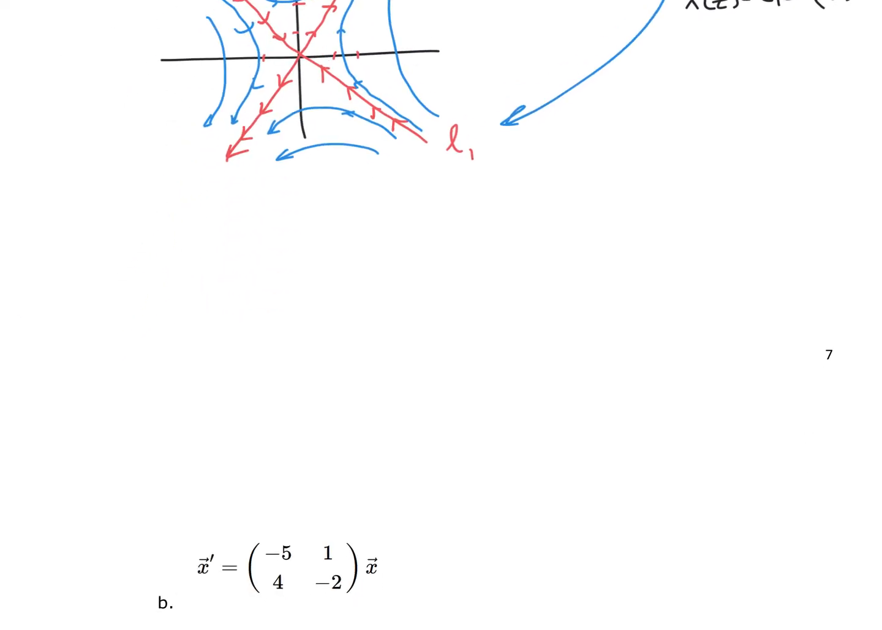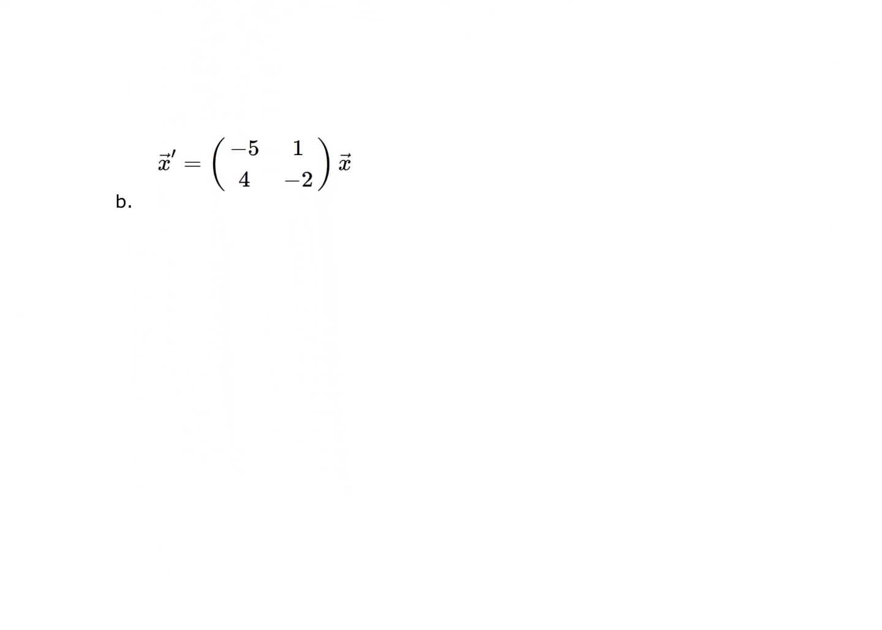Okay, let's take a look at my next example here. For my next example, again, I need to know my lambdas because we love them, and we need to find our vectors that are associated with them. So I'm just going to give them to you. Lambda sub 1 is equal to -1. Lambda sub 2 is equal to -6. The v sub 1 is going to be 1, 4. And the v sub 2 is going to be -1, 1.